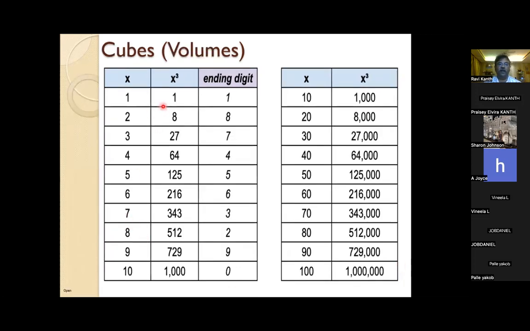1 into 1 into 1 is 1. 2 into 2 is 4, 4 into 2 is 8. 2 cube is 8. 3 threes are 9, 9 threes are 27. 4 fours are 16, 16 fours are 64. 5 fives are 25, 25 fives are 125. 6 sixes are 36, and 36 sixes are 216.